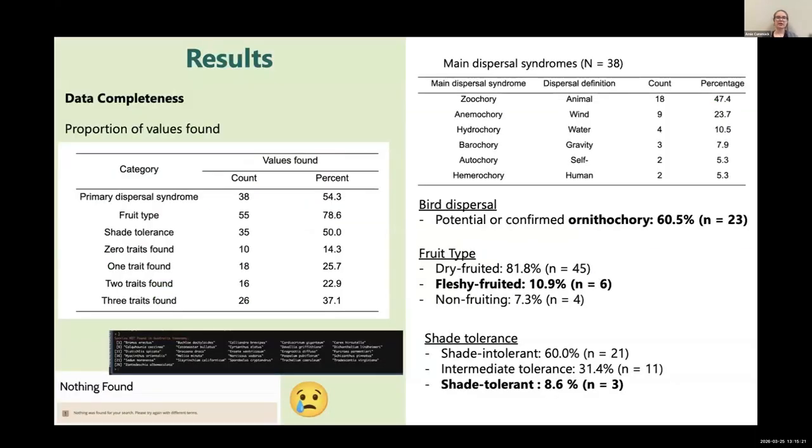So I found that a lot of the species were not present in most sources, and you can see this in the data completeness that I was able to achieve. I had between 50 and 79% completeness depending on the trait, and I was only able to find all three trait values for 37% of the species. It was very time consuming to go through databases, more than I was expecting, and I ran into the law of diminishing returns as I was accruing more sources.